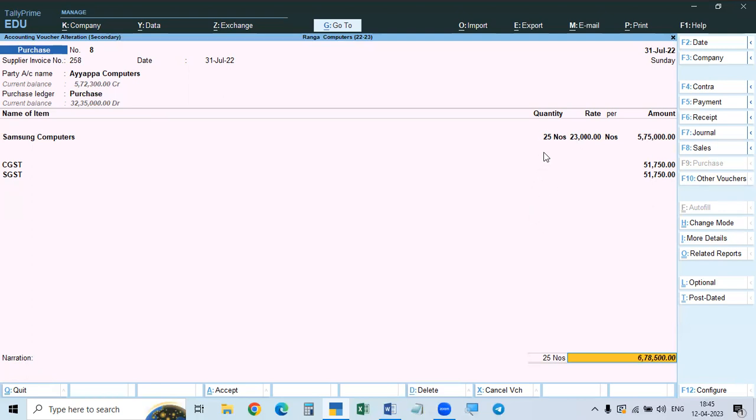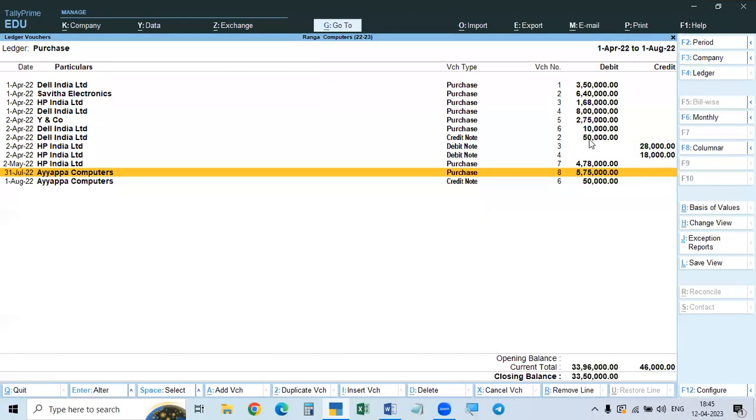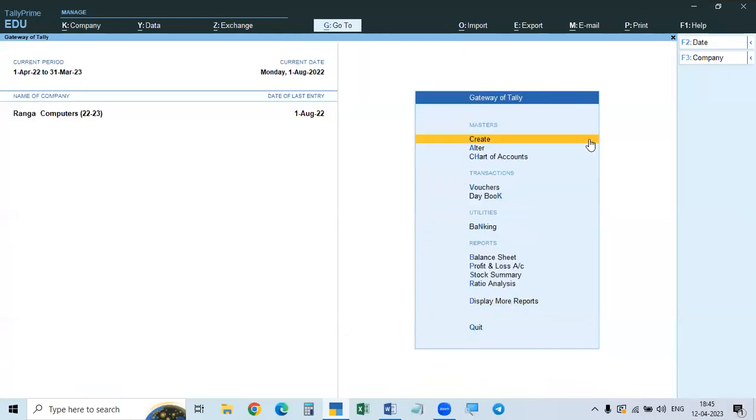For increasing or decreasing the rate, or increasing or decreasing the quantity, that is quantity plus price. Here the price is correct and the quantity is correct, but the price is less, so increase it by 2,000 rupees. Now what will he do? He will issue a credit note.